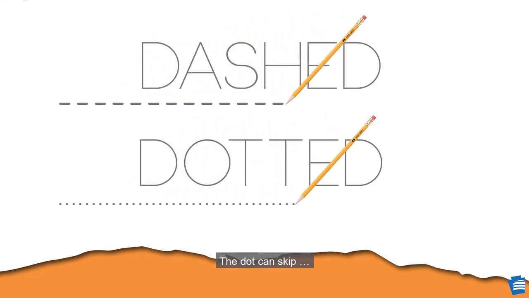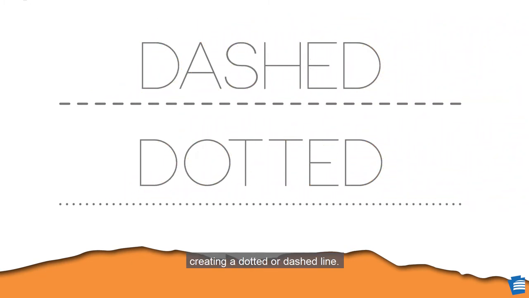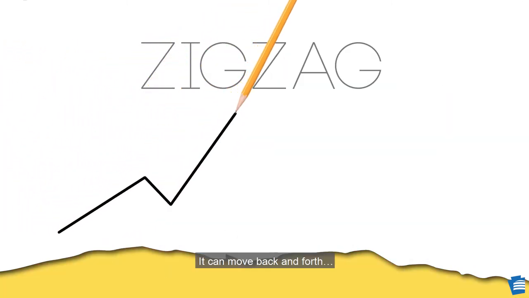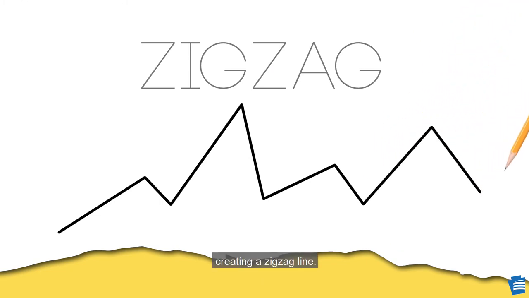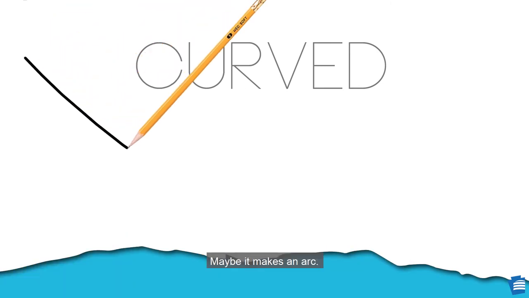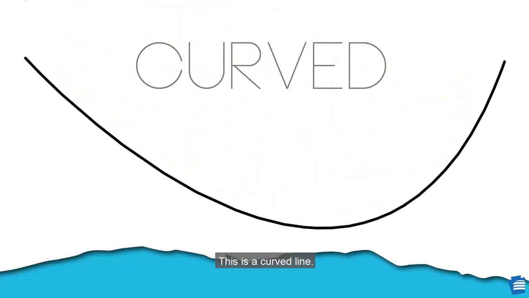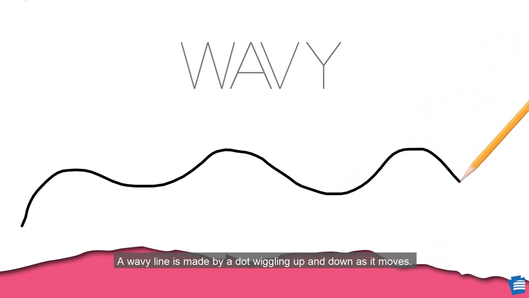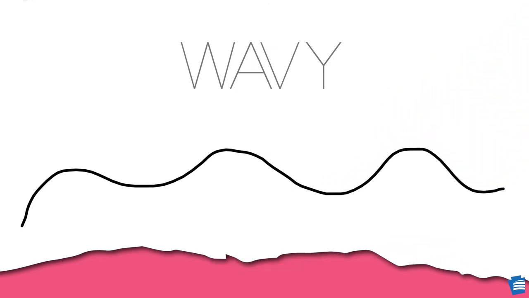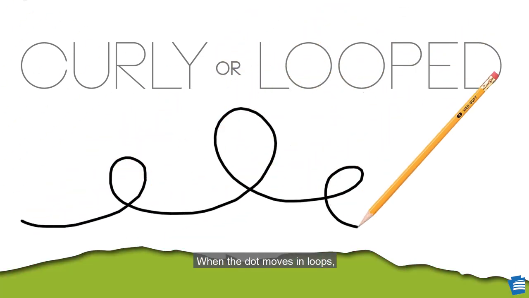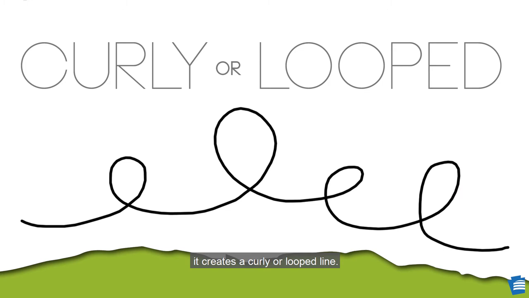If a dot moves to a point off to the side, it creates a diagonal line. The dot can skip, creating a dotted or dashed line. It can move back and forth, creating a zigzag line. Maybe it makes an arc. This is a curved line. A wavy line is made by a dot wiggling up and down as it moves.